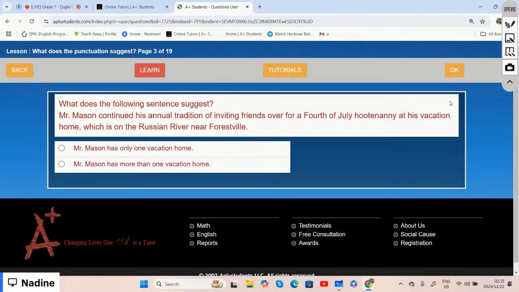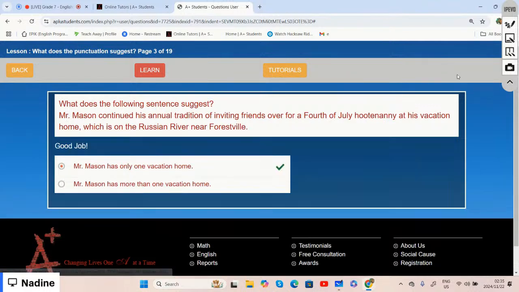And the wording that tells us that he only has one vacation home is where they say that at his vacation home. It is not restricted by any commas. So option one should be correct. All right.